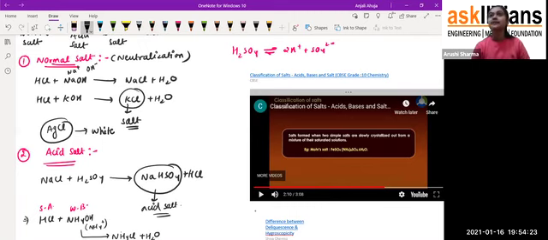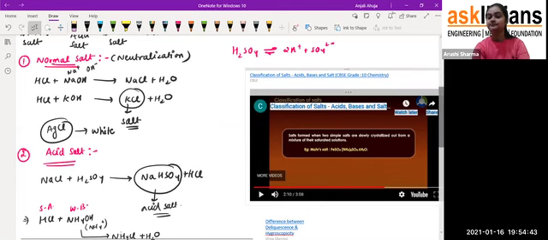Fine, students. For example, dolomite. Dolomite is also an example of a double salt, in which calcium carbonate and magnesium carbonate are both present in the formula. That's how two salts are present in one particular formula, which is called a double salt. So this is the classification of salts that we have studied till now.